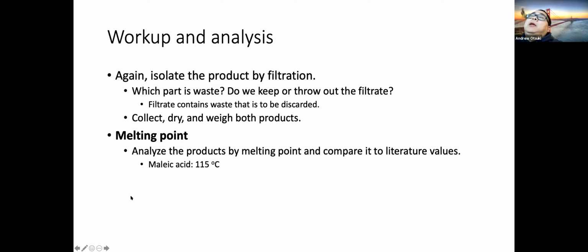So the pure melting point for maleic acid is about 115. Fumaric acid is 299. There's a question in the post-lab that asks why one melting point is lower and one is higher. You should think about the structures of these two acids and the intermolecular forces between them, and why that would cause one melting point to be higher than the other.